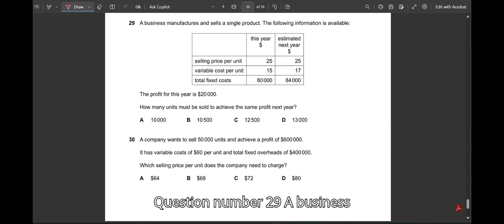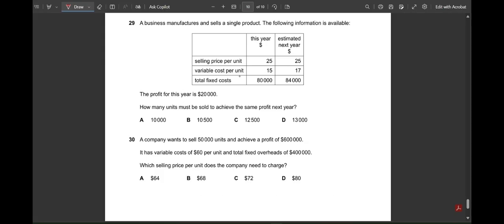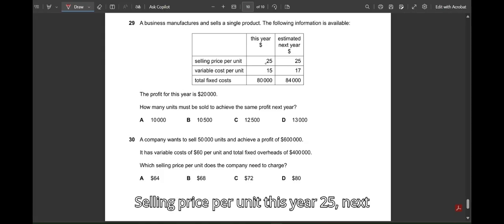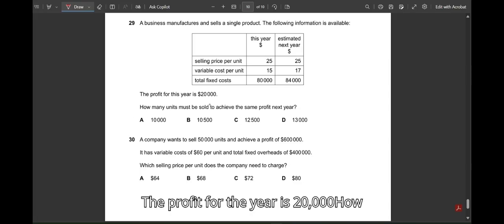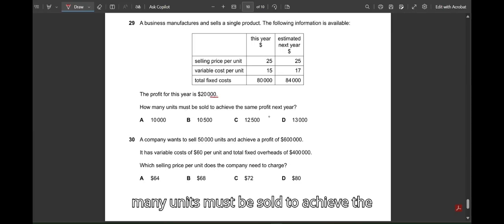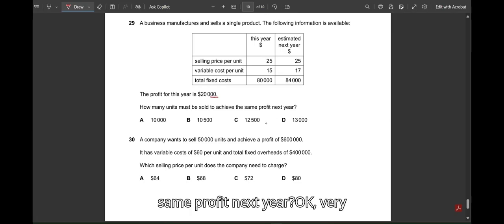Question number 29. A business manufactures and sells a single product. The following information is available. Selling price per unit this year 25, next year 25. Variable cost 15, 17 per unit, remember. Total fixed cost 80,000 and 84,000. The profit for the year is 20,000. How many units must be sold to achieve the same profit next year? Very interesting question. Just understand.